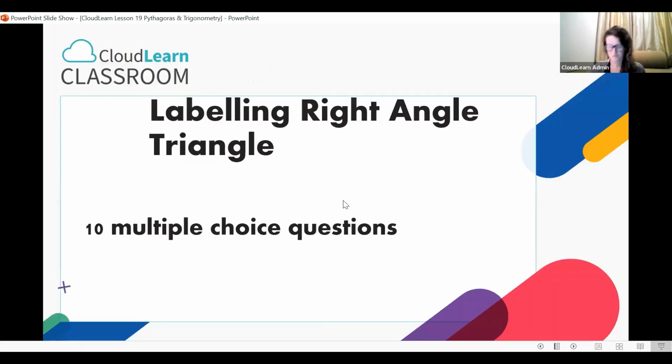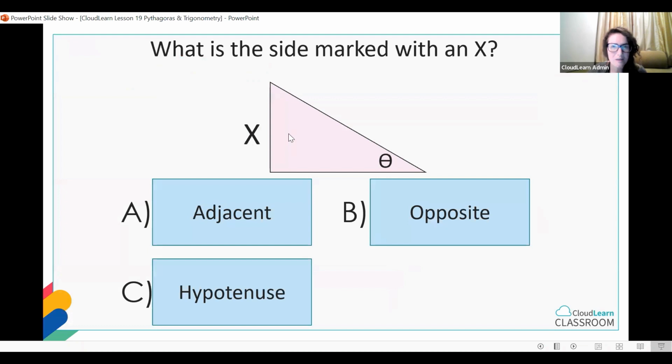So I was just going to do some quick multiple choice questions. I'm going to work through these really, really quickly. Okay, so here we go. We've got a side marked with X there, and then we have got an angle here. So is X going to be the adjacent, the opposite, or the hypotenuse? I'm going to pop the poll up now and launch that. I'll give you a hint. The answer is not D. Okay, so choose your answer now. Is it adjacent, opposite?